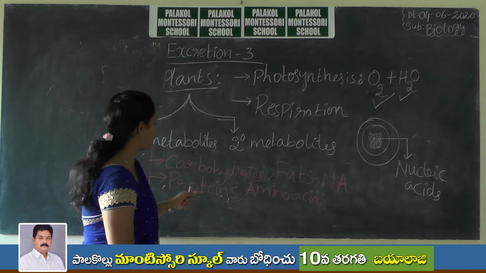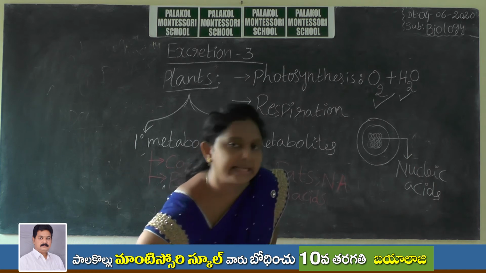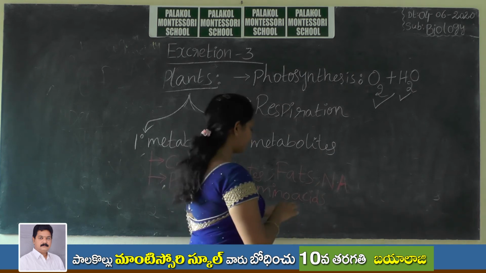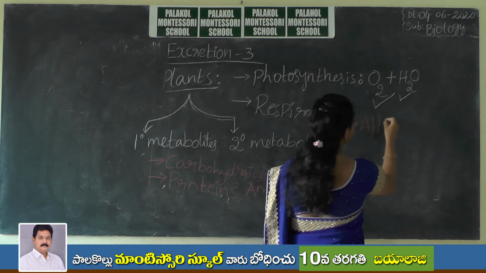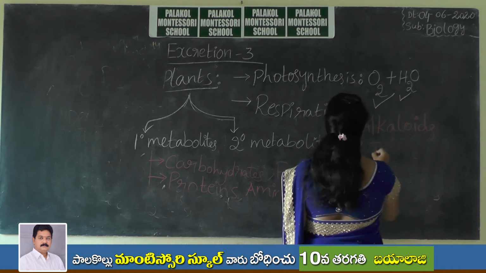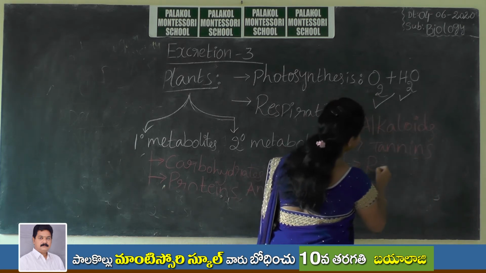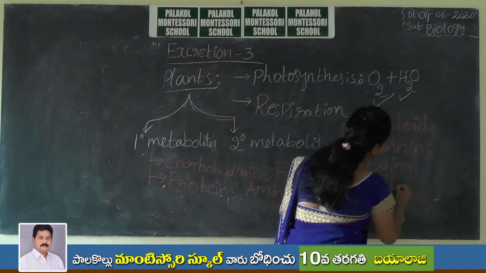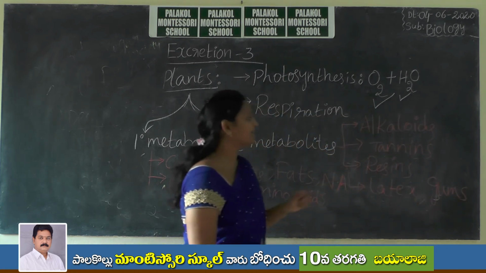Now, these are the primary metabolites. Next thing, secondary metabolites. Secondary metabolites are commonly alkaloids, tannins, resins, latex and gums. These are the secondary metabolites.